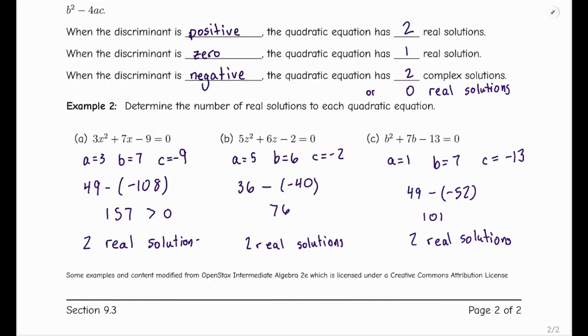But just keep in mind, if these numbers are ever equal to 0 or less than 0, you use the above definition to determine the number of real solutions. And that is it for section 9.3.